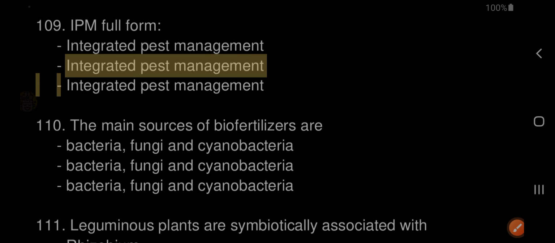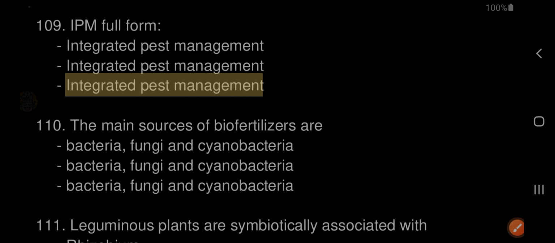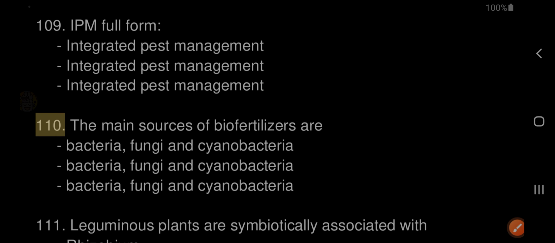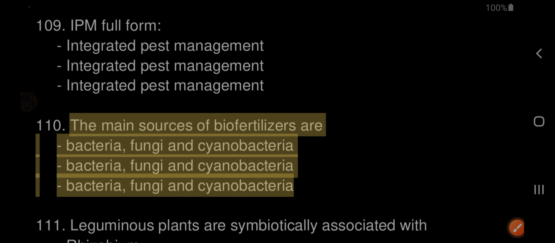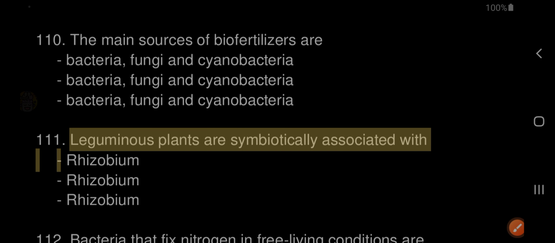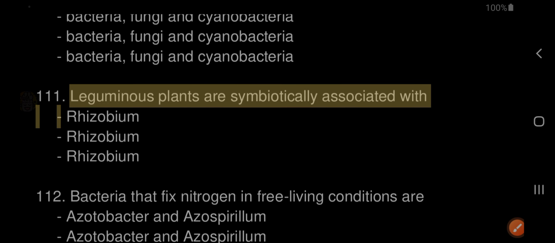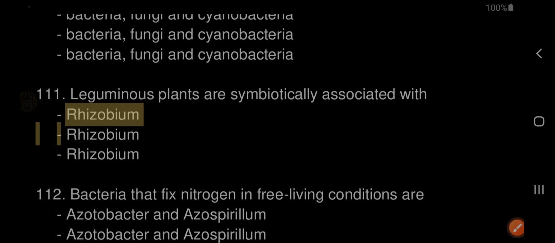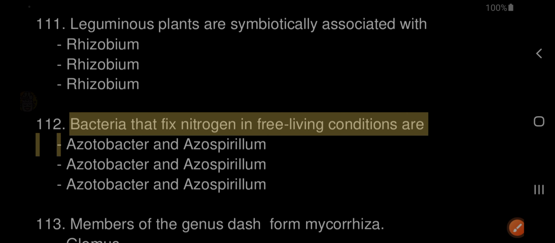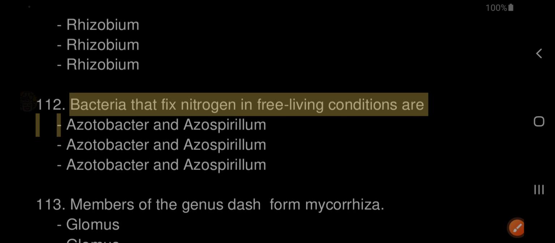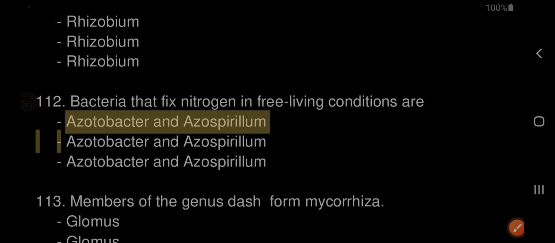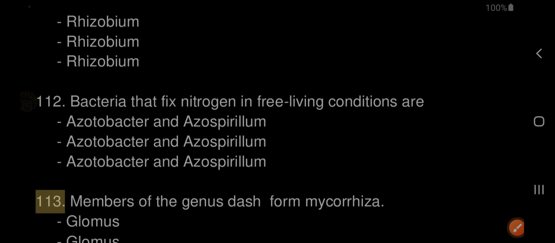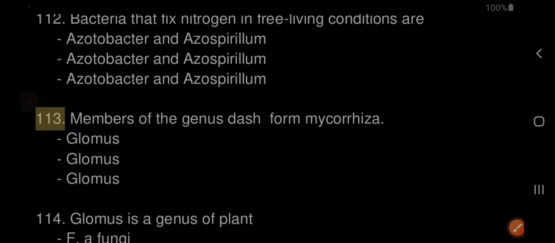110. The main sources of biofertilizers are bacteria, fungi and cyanobacteria. 111. Leguminous plants are symbiotically associated with Rhizobium. 112. Bacteria that fix nitrogen in free-living conditions are Azotobacter and Azospirillum. 113. Members of the genus dash form mycorrhiza. Glomus.